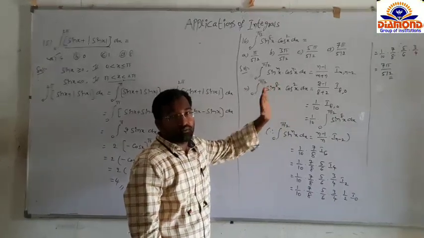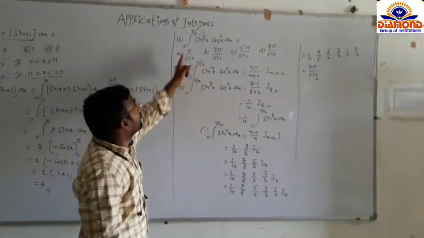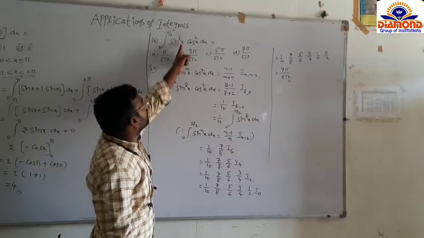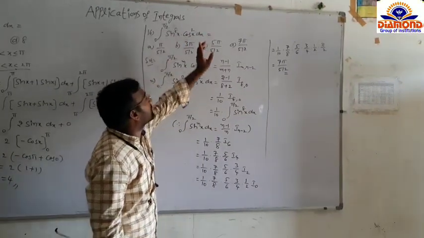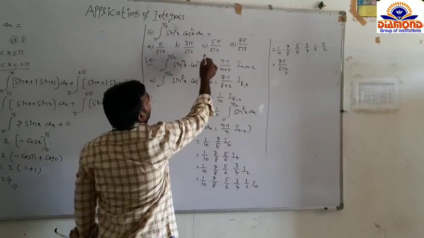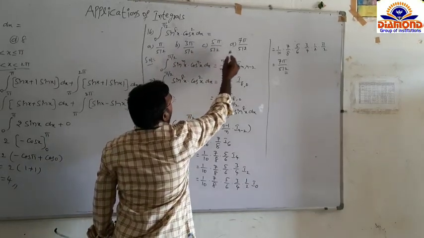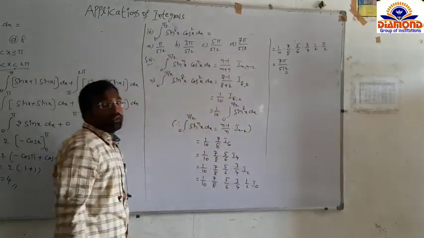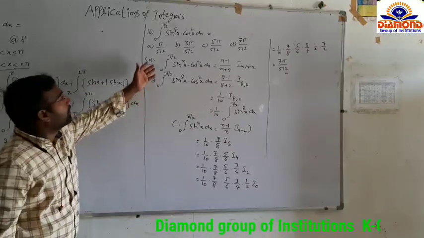Depending on the reduction formula. Integration 0 to pi by 2 sin power 8x into cos square x dx equal to: option A 5 by 12, option B 3 pi by 512, option C 5 pi by 512, option D 7 pi by 512. This came in KSET 2008.